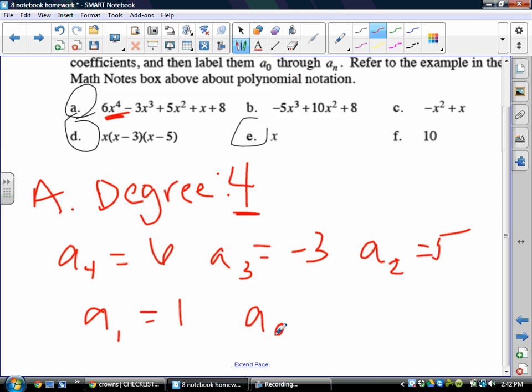A sub 0 is the constant term. Constant term is 8 right here. Okay, so that's for part A. That's what labeling means. It's in the math notes. There's an example there that does a good job of telling you that. So let's look at D next.